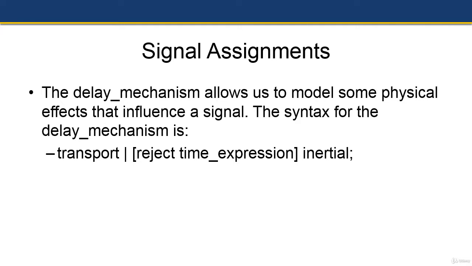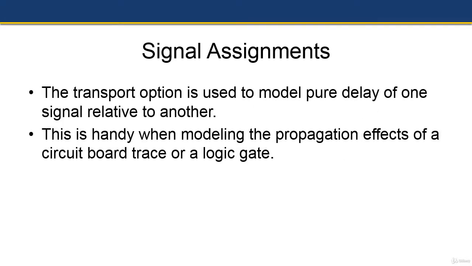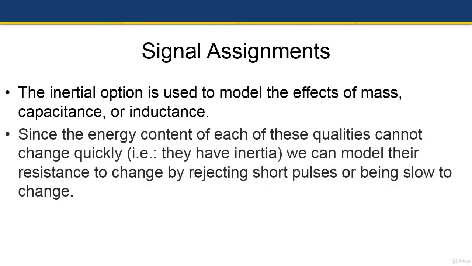The syntax for the delay mechanism is either transport or inertial, with an optional reject expression time for inertial. The transport option is used to model pure delay of one signal relative to another. The inertial option is used to model the effects of mass, capacitance, or inductance. Since the energy content of each of these qualities cannot change quickly, i.e. they have inertia, we can model their resistance to change by rejecting short pulses or being slow to change.